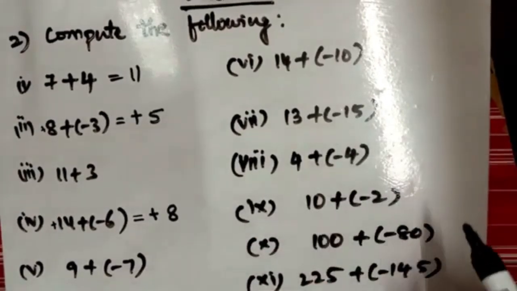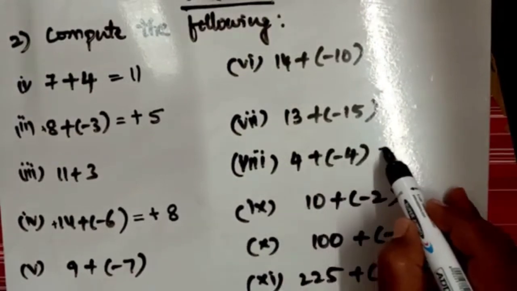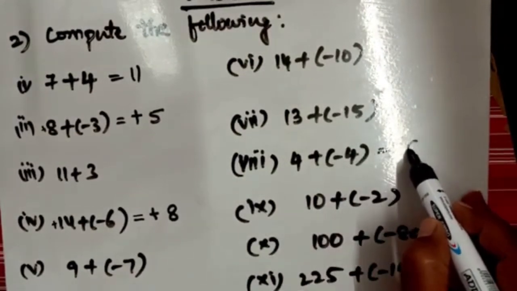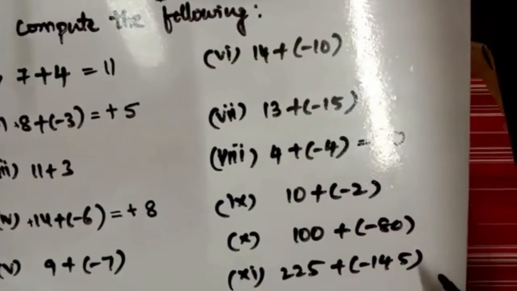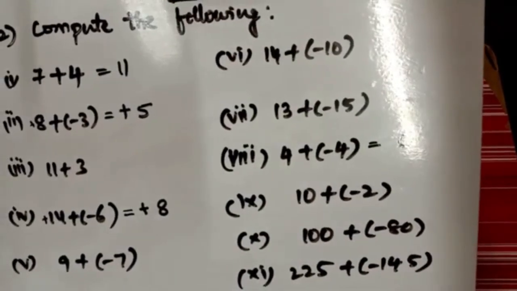The next one, here I am taking one positive and one negative, so you should always subtract. 4 minus 4 is 0, but don't keep a sign for this 0. The remaining you should try yourself and write your answers in the comment box.